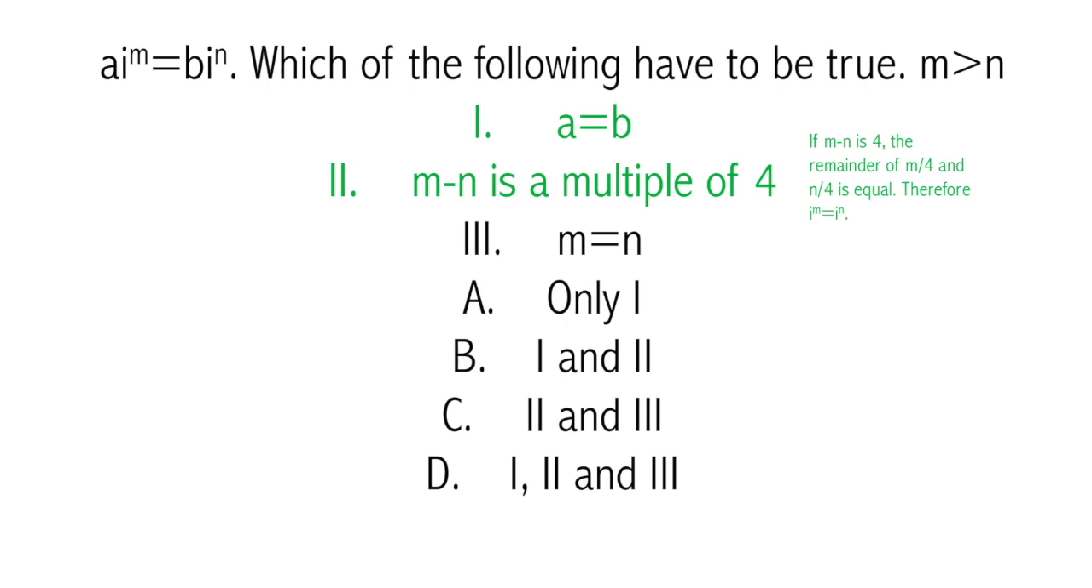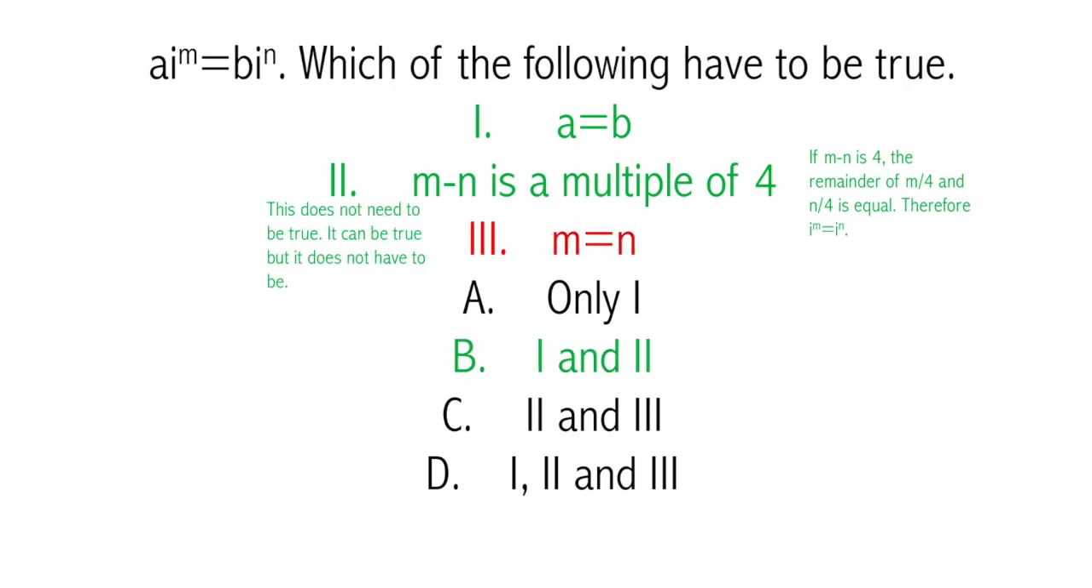So for example, 9 divided by 4 has a remainder of 1, 13 divided by 4 has a remainder of 1, and similarly 17 divided by 4 has a remainder of 1, and the differences are 4 and 8 respectively. So we see that every time the remainder is equal, the difference between m and n is a multiple of 4. Therefore i raised to m would be equal to i raised to n if m minus n had a difference that was a multiple of 4, and therefore that has to be true.